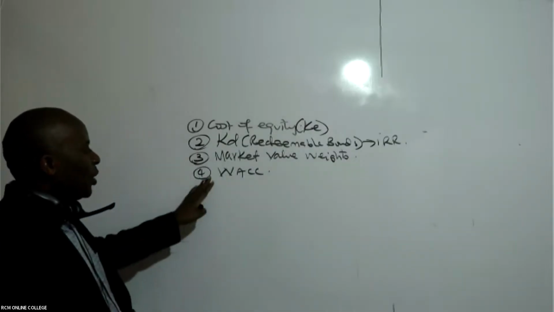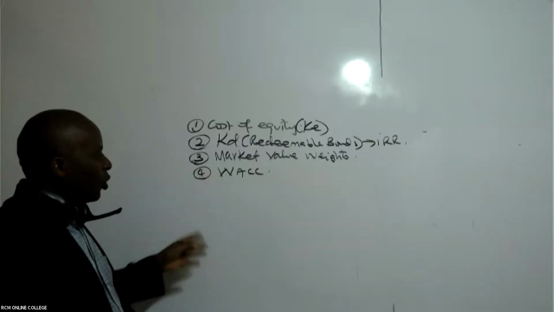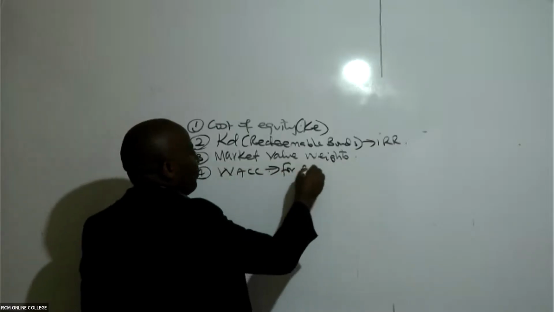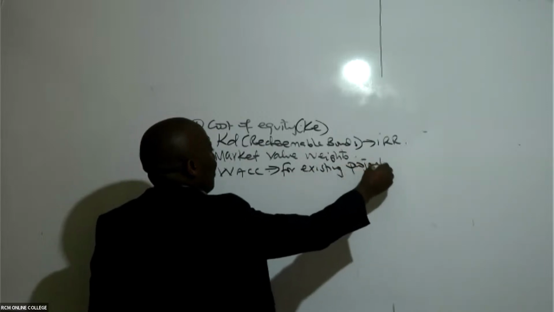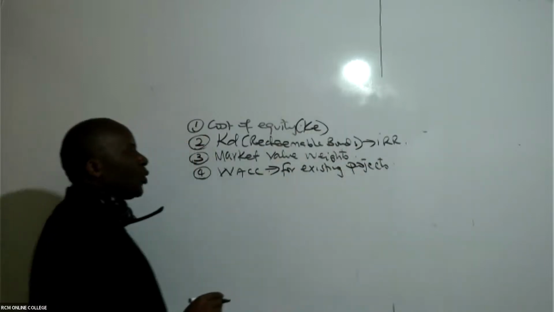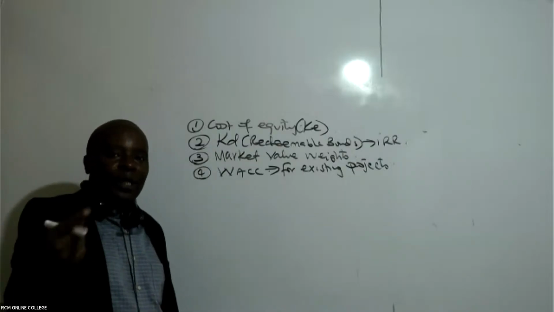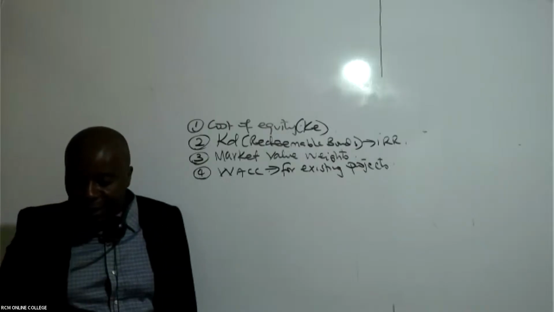So WACC is weighted average cost of capital, which is the cost of capital for existing projects. It is the cost of capital for those projects that you already have in the firm. If you're looking at financing some projects in the future, then the applicable cost of capital will be the WMCC.